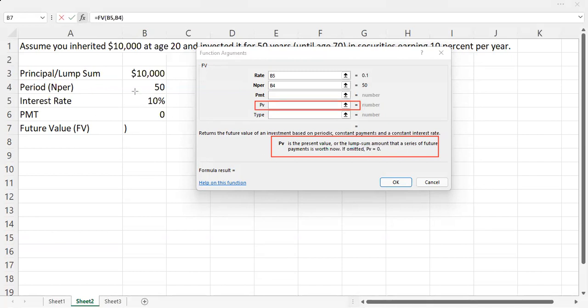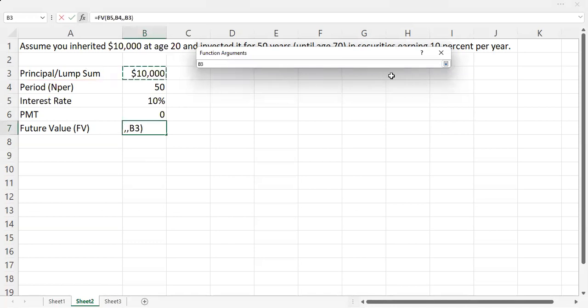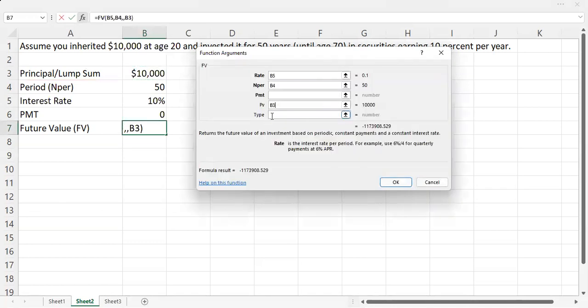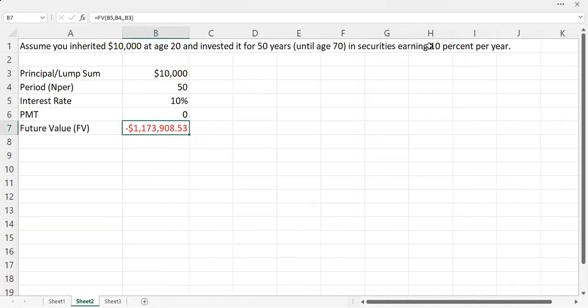But we know our lump sum is this one, $10,000. So on this field here, we just select the PV. The type, we can ignore, because we're using the default selection, so I'll just leave that blank. Okay, so this gives you the correct answer, 1,173,908.53. Why is it negative?